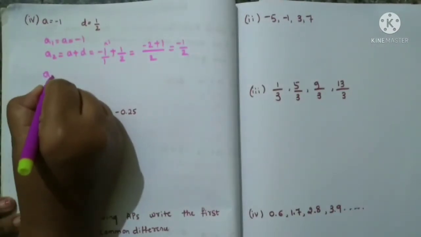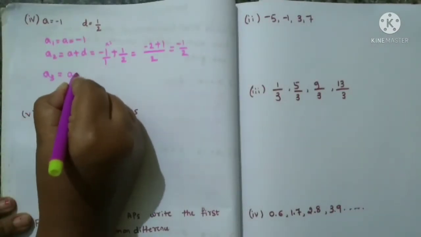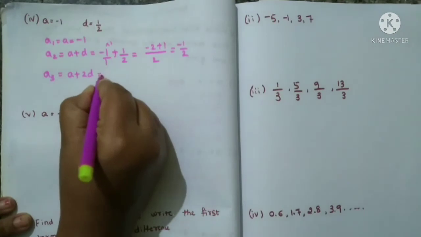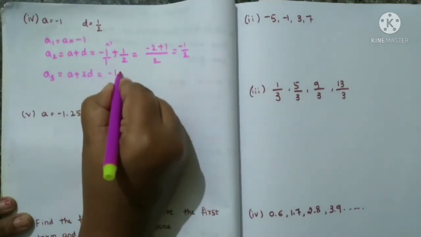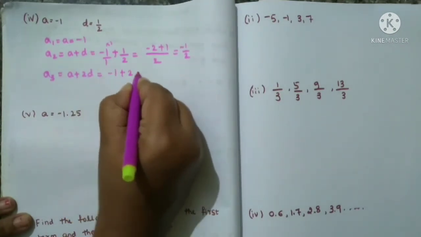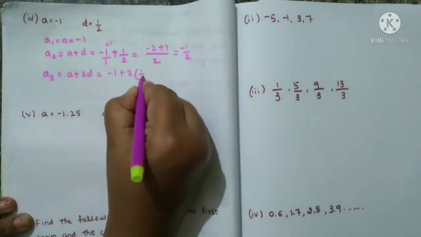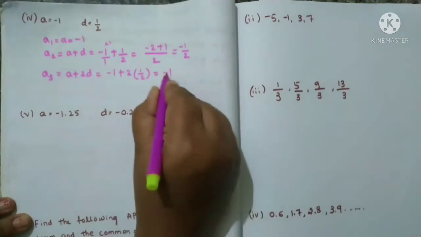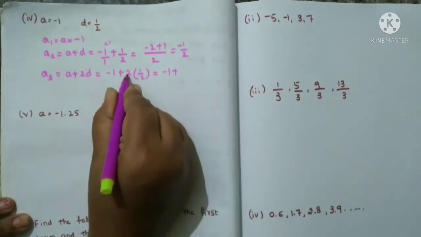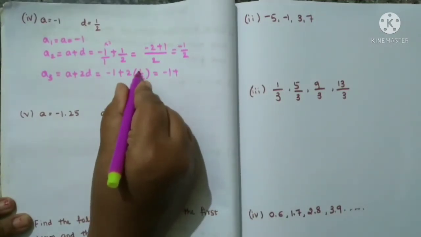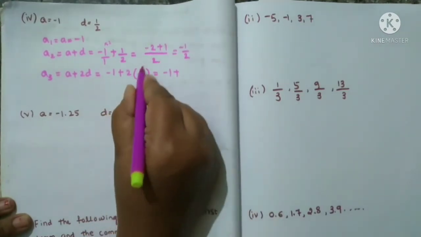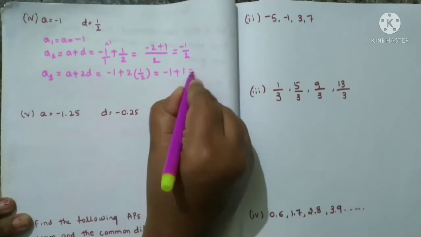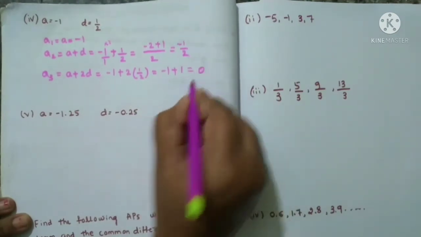Now A3 we will find it. A3 is what? A plus 2D. A value what we have? Minus 1 plus 2 into, see in the bracket 1 by 2 I am writing. Okay, observe here, minus 1 as it is I am writing, plus as it is I am writing, here 2. If you multiply inside, 2 into 1 is 2 only. Inside it will go, 2 will get cancelled. What will remain there? 2 will get cancelled means 1 will remain. So minus 1 plus 1 will become 0.